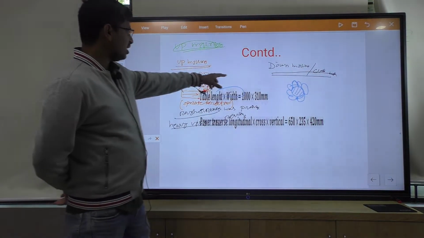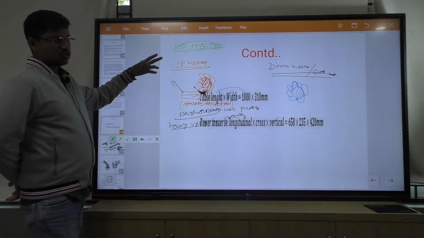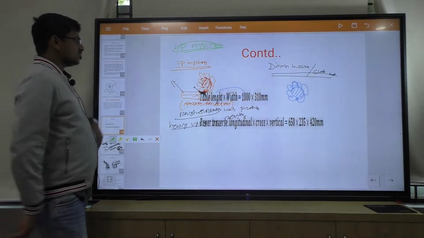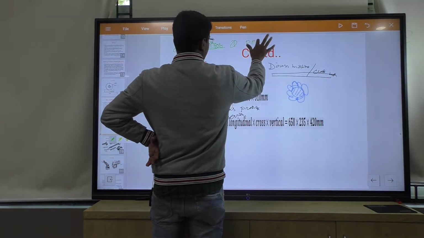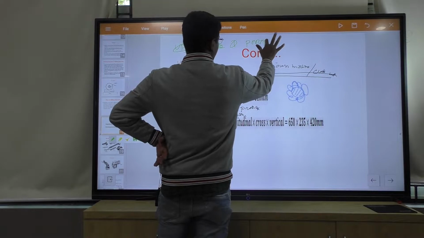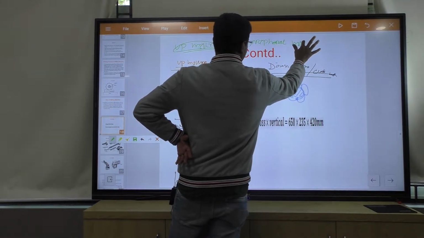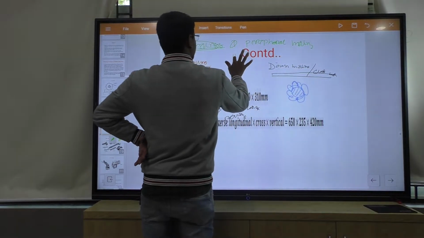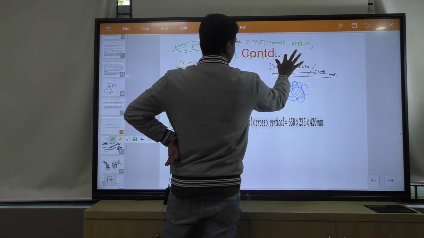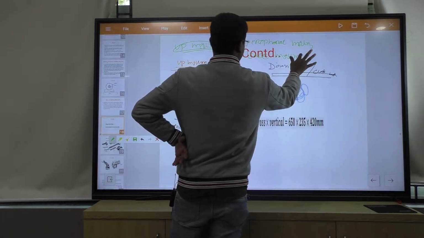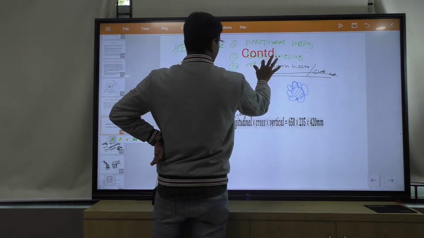Here, up milling and down milling. So first we will discuss the methods of milling machines. The first one is peripheral milling, second is face milling, third is end milling.